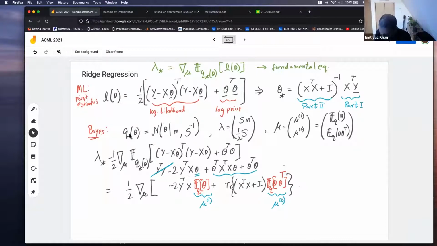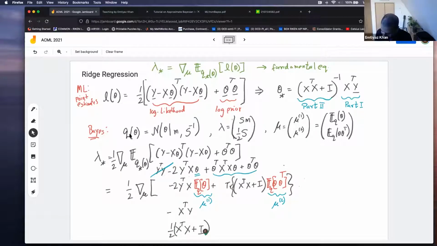The last part is now to just take the gradient with respect to mu, but it's straightforward, right? The gradient with respect to mu1 is going to be 2 x transpose y. I hope you can see this. And the gradient with respect to the second expectation parameter is going to be that, right? And there's a half outside, so I'm now going to multiply by half, and then I get something like this.